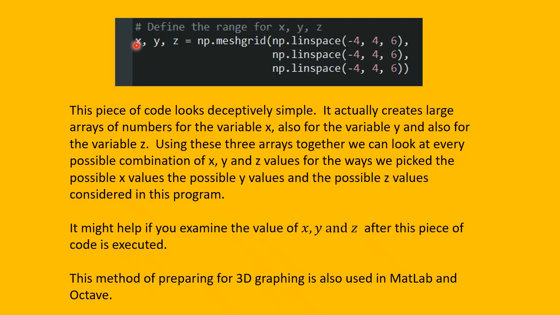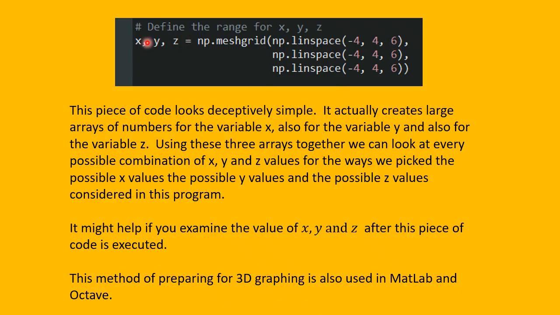Let's consider for a minute this statement. X, Y, and Z equal np.meshgrid of np.linspace(-4, 4, 6), np.linspace(-4, 4, 6), np.linspace(-4, 4, 6). So as we mentioned before, we are preparing X, Y, and Z to take on values between minus 4 and 4, and there will be 6 points equally spread out for each of those.